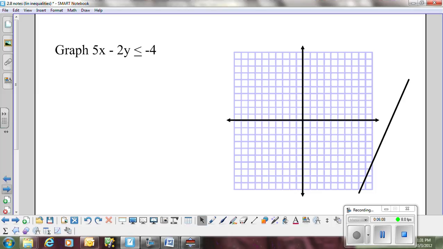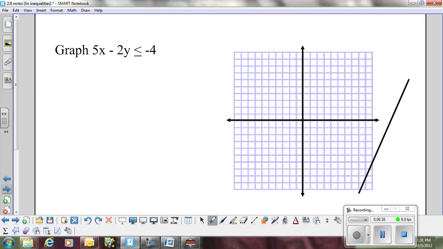Let's look at this one. Graph 5x minus 2y is less than or equal to -4. Now, for graphing this line, there are two different methods we've learned. Since this is in standard form, you could let x equal 0 and find the y-intercept, then let y equal 0 and find the x-intercept, and that works just fine. I'm going to solve for y and put it in mx plus b form. Either way would work just fine.